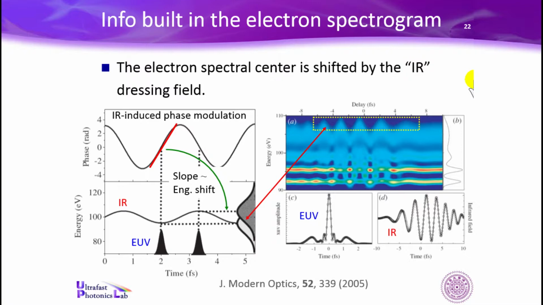And besides, the driving field has to be very intense. Otherwise, no high harmonic generation can occur. So this method does not work when you have a very short light transient, but the intensity is low. Then this method does not work.